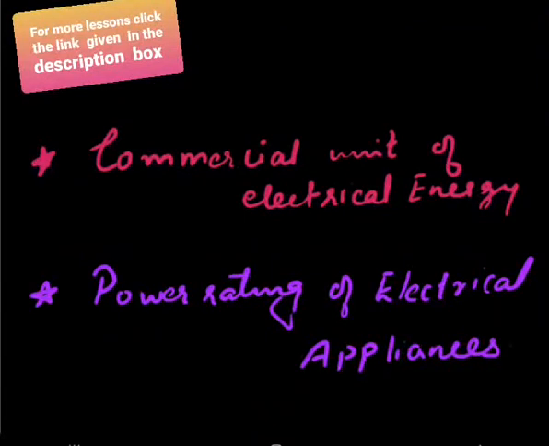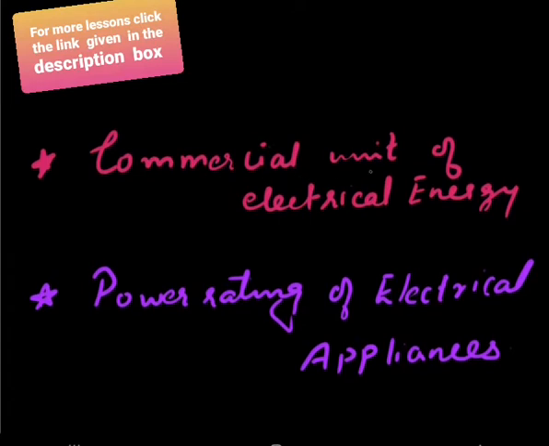In the previous class we have seen how we calculate the electrical energy in terms of voltage and current, and also we found the equation for power in terms of voltage and current. So today we are going to do two topics. The first topic which we are going to do is the commercial unit of electrical energy, and then we will see the power rating.